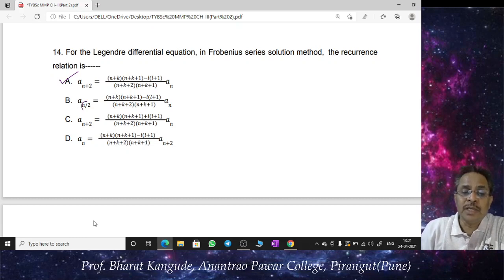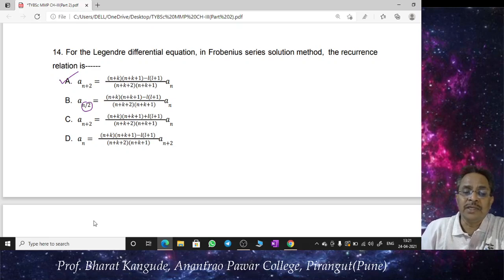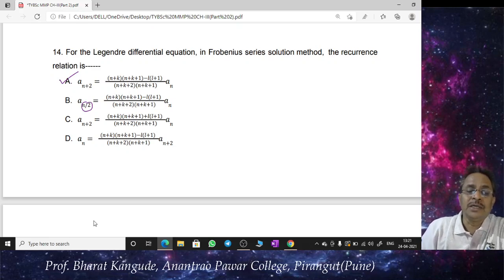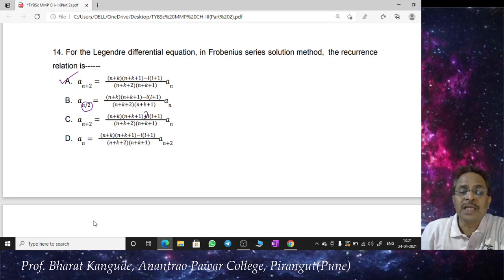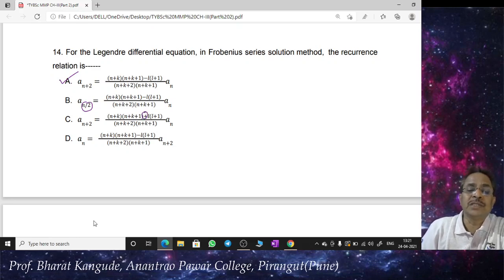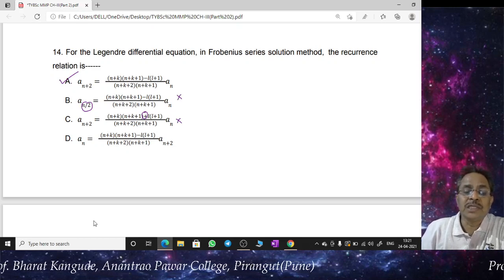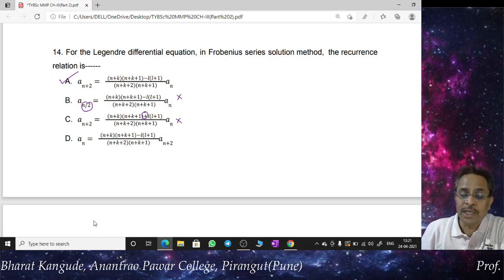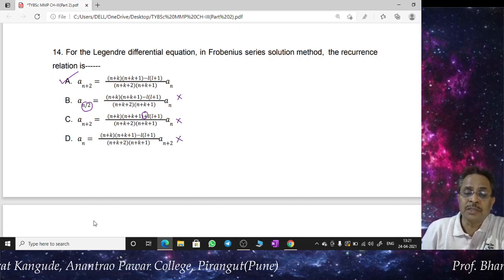Whereas here it is a_n plus 2 and this is a_n. This is not correct. Right hand side everything is the same. Here it is written as a_(n+2), and here this minus sign has been replaced by a plus sign. So this is also not correct. And this a_n one is also not correct. That means first I have to know a_(n+2), then I can find out a_n. So this type of recurrence relation itself is also not possible.